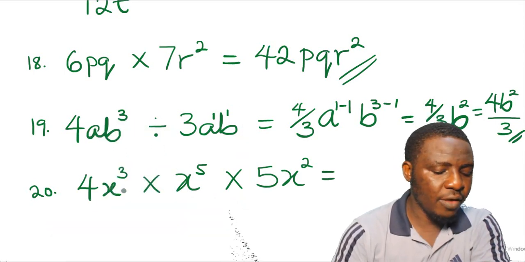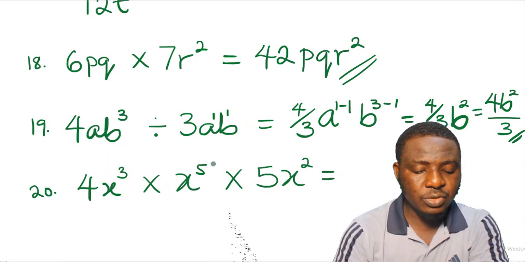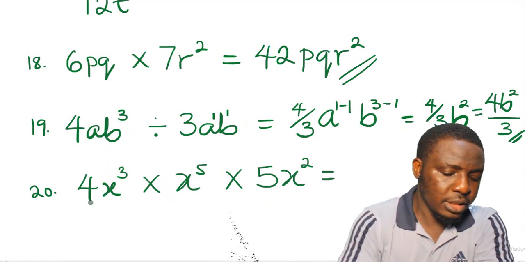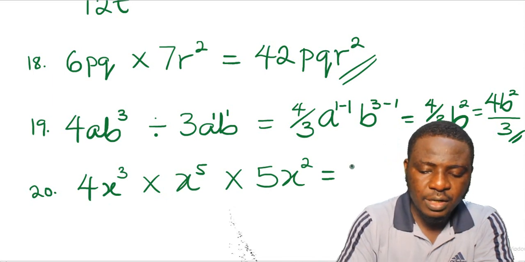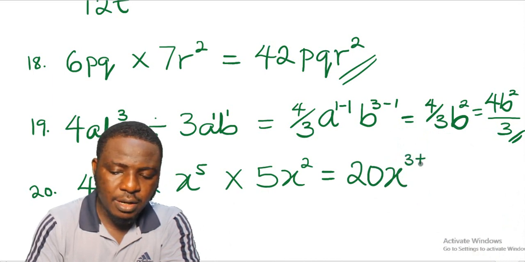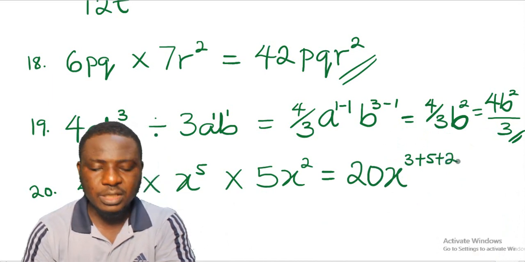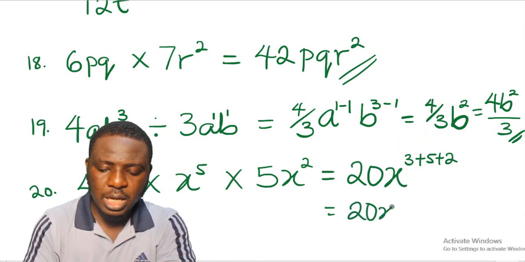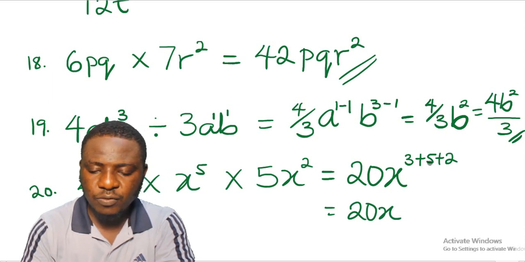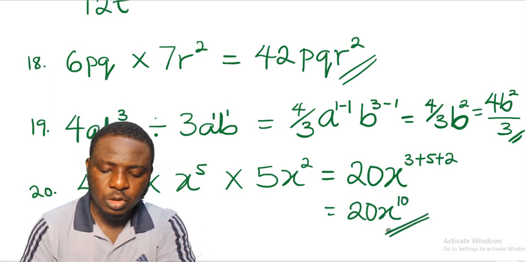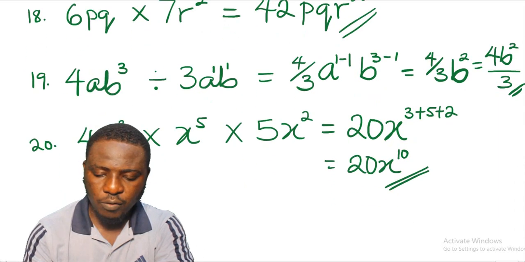Question 20. We have 4x cubed to be multiplied by x raised to the power 5 times 5 raised to the power of x squared. So you multiply out the constant. This becomes 4 times 1 times 5. That becomes 20. X raised to the power of 3 plus 5 plus 2. You only apply the law of indices where the bases are the same. So this becomes 20x raised to the power of 3 plus 5 is 8. 8 plus 2 is 10. So our answer becomes 20x raised to the power of 10.